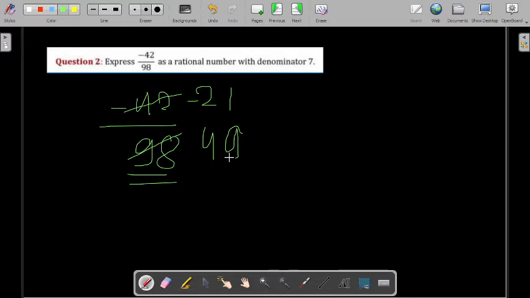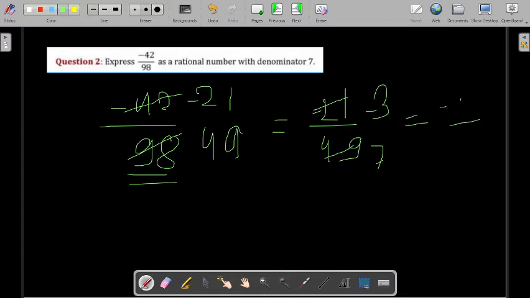Now both these numbers, minus 21 upon 49, are divisible by 7. 7 sevens are 49 and 7 threes are 21, minus 3. So your answer will be minus 3 upon 7. Is this question clear? So we will move ahead to the next question.